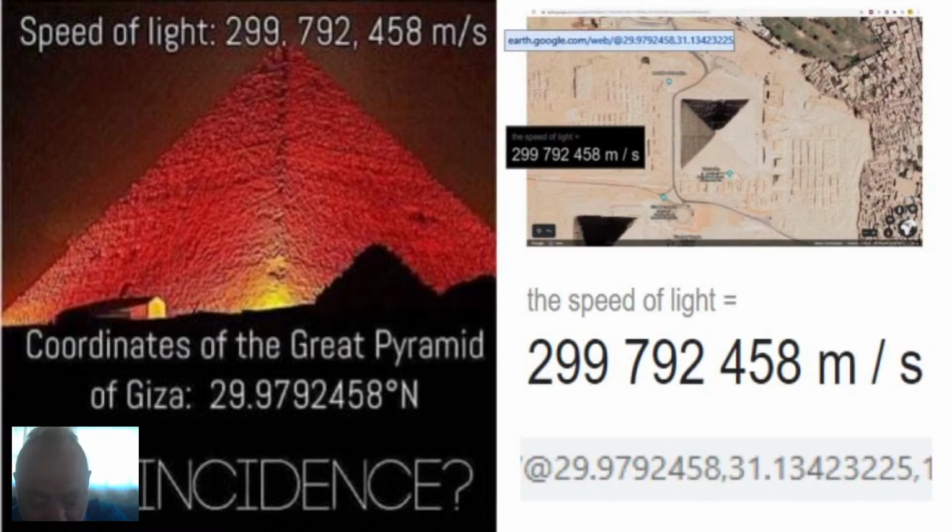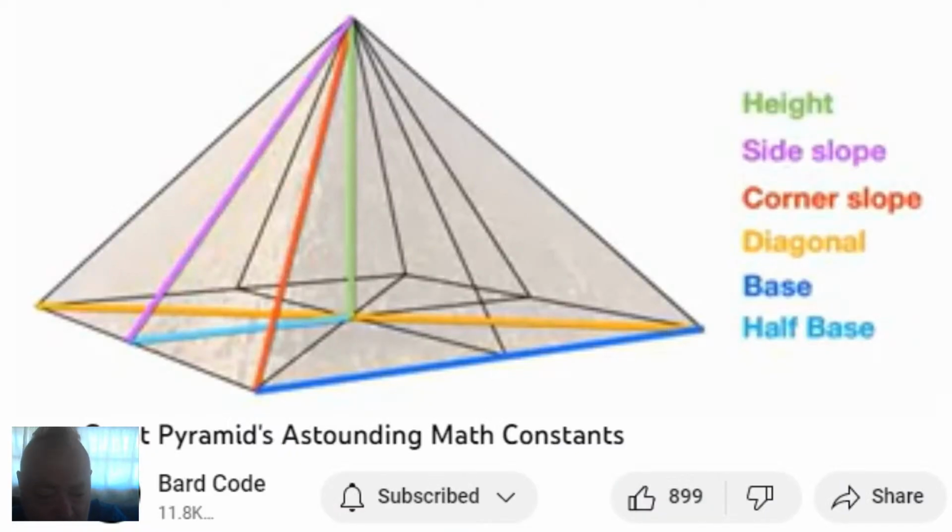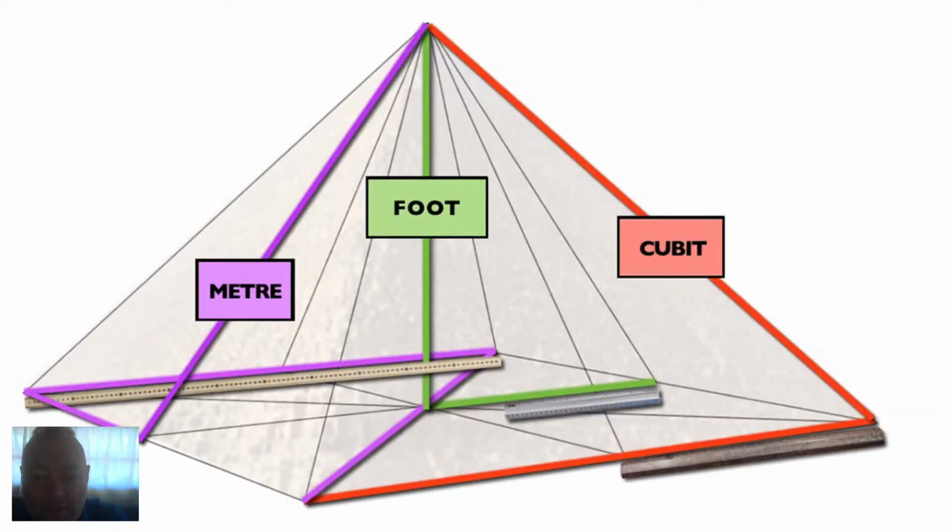And anyways, that's just one thing. Okay, these were in the wrong order, but the math constants there, they're definitely in there. Watch that video right there if you don't want to blow your mind that the cubit and the meter and the foot are all represented in this device.